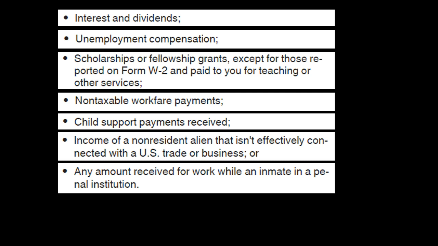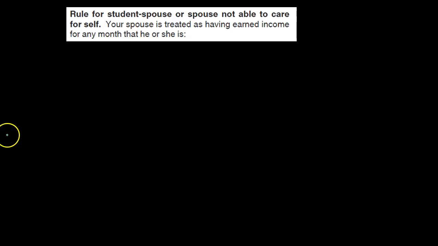So obviously if you're in prison, typically the government doesn't want to include that as earned income for tax credit purposes. Rule for student spouse or spouse not able to care for self.